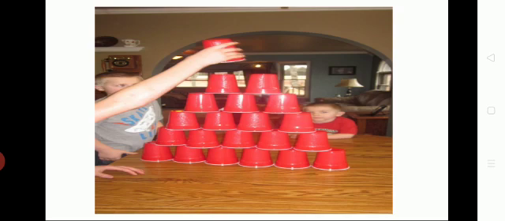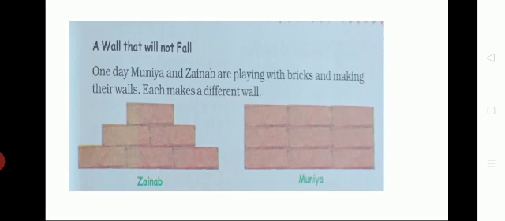Did you see this game anywhere? If you throw a ball, what will happen? One or two glasses will fall down, and the remaining everything stands straight. Like that, Zainab says her wall will not fall easily. Masons too do not put bricks one on the top of the other, as Munia has done. So whose wall will be stronger? Zainab's wall will be stronger.